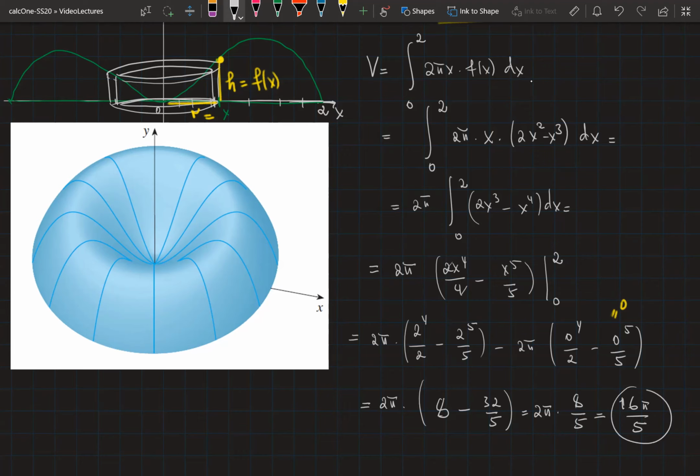So this is the volume of this object, and we found this using a lot of cylindrical shells. So this is the method. It's called the cylindrical shell method. In the next videos, we're going to talk about more examples.